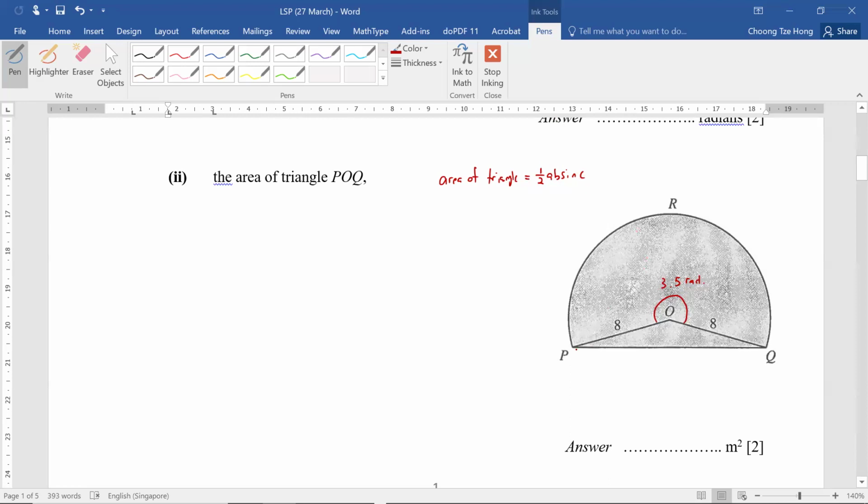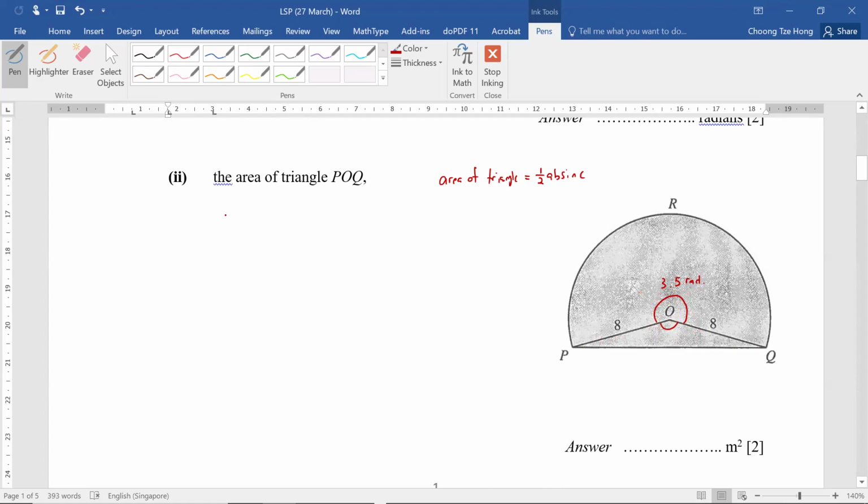Since we have two sides of the triangle POQ already, 8 and 8, if we know this angle then we will be able to find the area. We already know the reflex angle POQ is 3.5. One full round of 360 degrees in terms of radians is 2 pi. So we can take 2 pi minus 3.5, and that will give us the angle POQ. Now we are looking for the one that is not reflex.